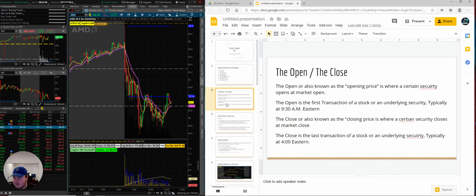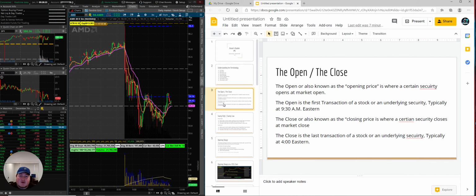And yeah. So the open and the close. The open is also known as the opening price. It is where a certain security opens at market open. So 9:30 Eastern, 6:30 Pacific, 7:30 Central is where the price opens. The open is the first transaction at which a stock is purchased. So you guys know when a stock is being bought or sold, there has to be a buyer and a seller. And then a market maker is like the negotiator, or the person who makes it happen.